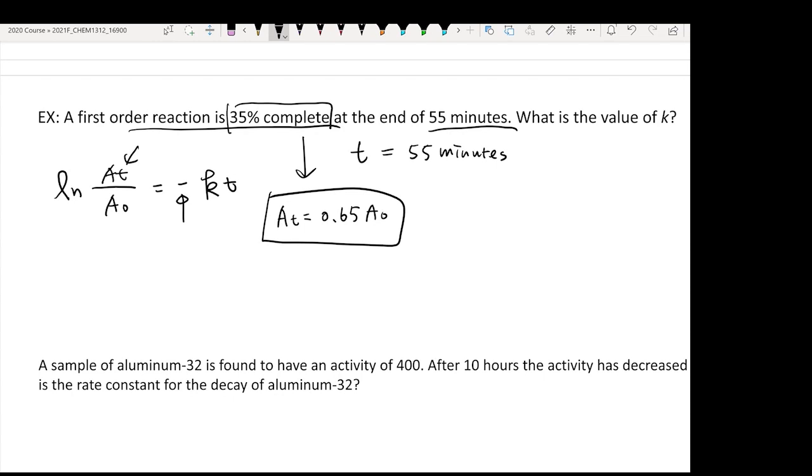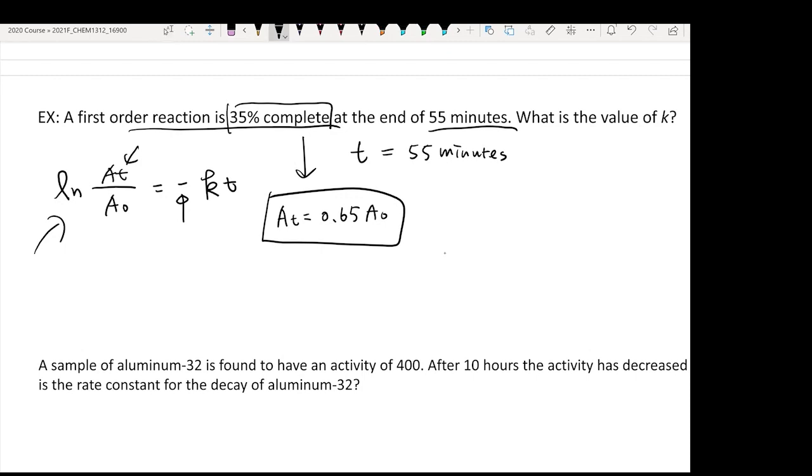You don't care about how many things are consumed. This equation only cares about how much of the reactant I still have at this specific time. Since it says the reaction is 35% complete, what it really wants to say is that there's still 65% of the reactant remaining. So you need to know your AT is equal to 0.65 A naught.